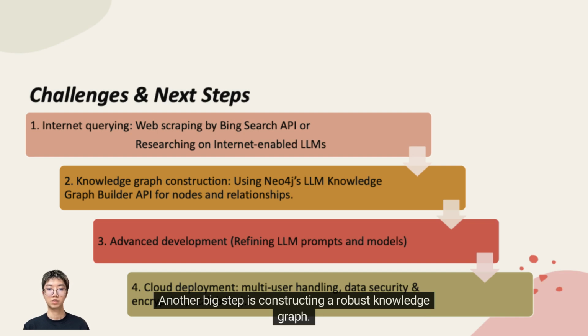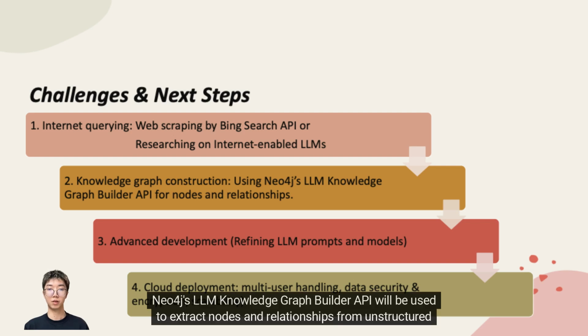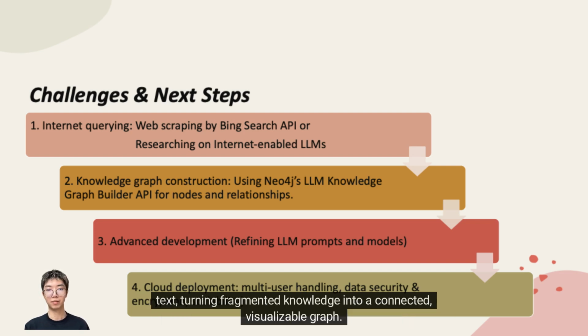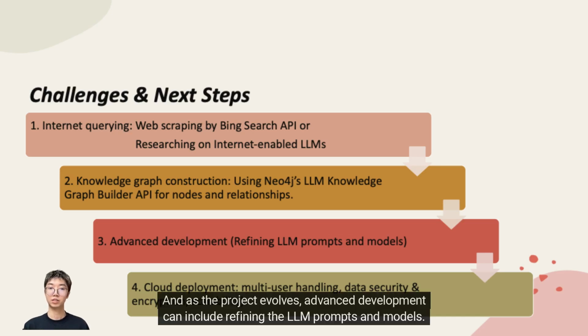Another big step is constructing a robust knowledge graph. Neo4j's LLM Knowledge Graph Builder API will be used to extract nodes and relationships from unstructured text, turning fragmented knowledge into a connected, visualizable graph. And as the project evolves, advanced development can include refining the LLM prompts and models.